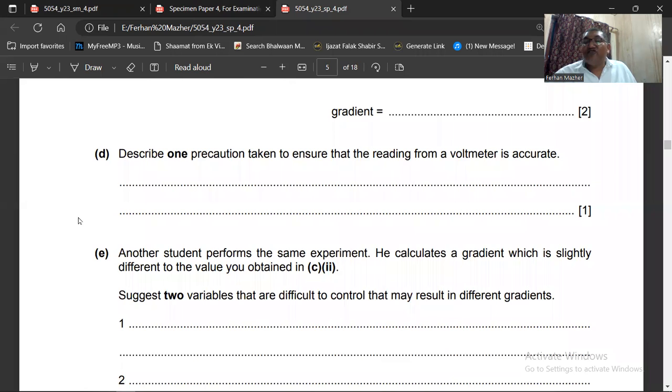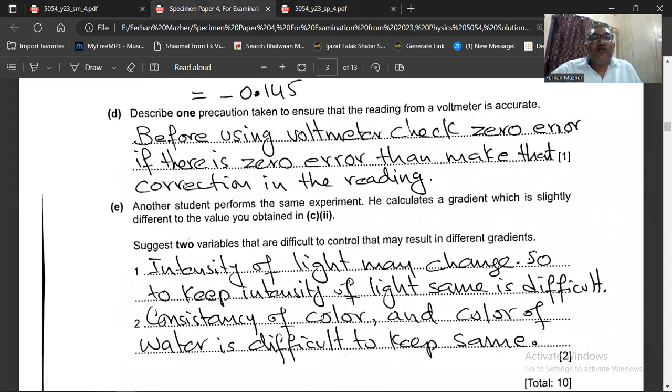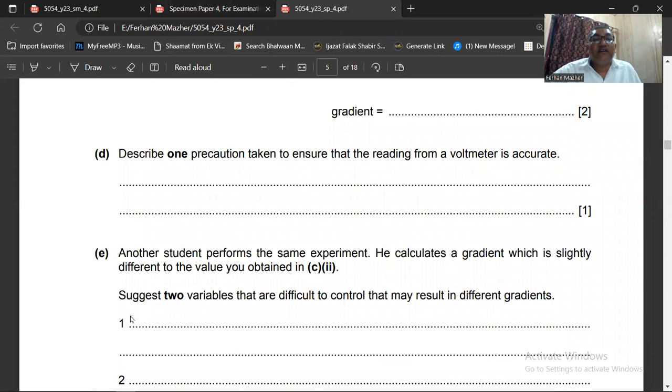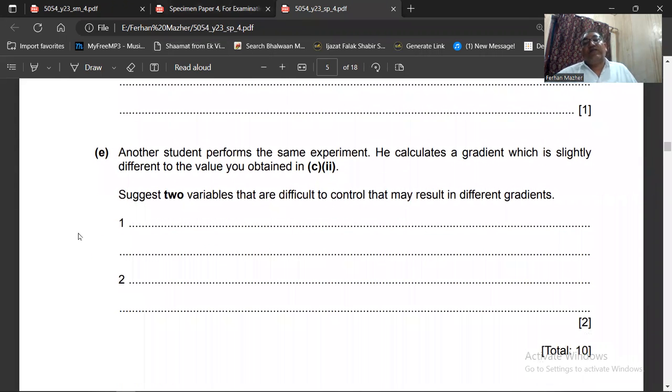So this is my answer. And let me just show you what I wrote. Before using the voltmeter, check 0 error. If there is 0 error, then make that correction in the reading. This is my answer. Then he says, another student performs the same experiment. He calculates a gradient which is slightly different to the value you obtained in the second part. So give just 2 variables that are difficult to control that may result in different gradients.